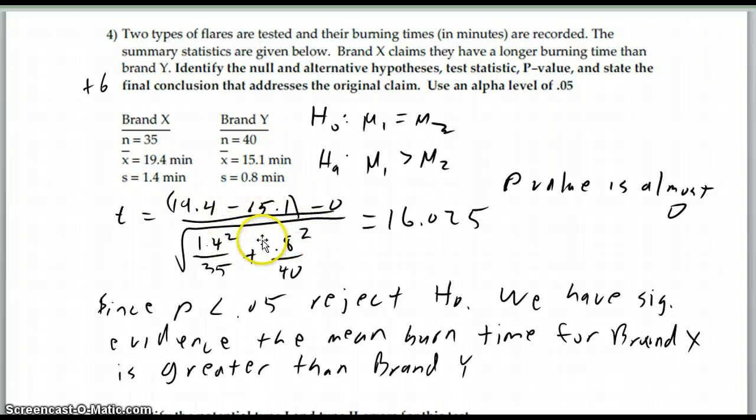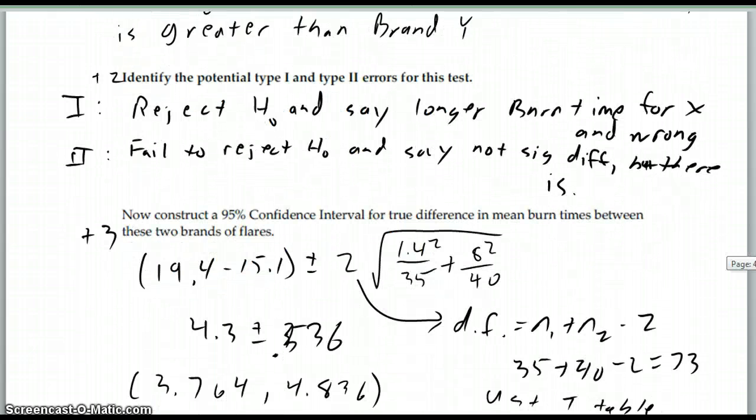So we actually calculate the T statistic and we get 16.025, which means, again, off the charts. There is 35 plus 40, 75 minus 2, 73 degrees of freedom. If you look up 16, it's really off the chart. So the p-value again here is almost 0. So we do have significant, we reject the null and say we have significant evidence the mean burn time for brand X is longer than brand Y.